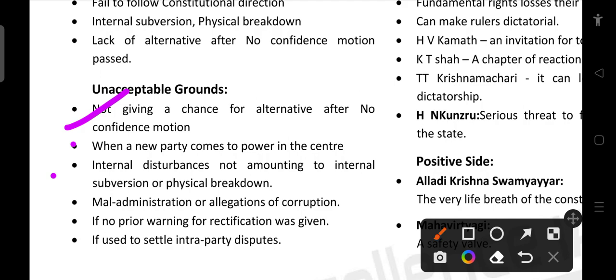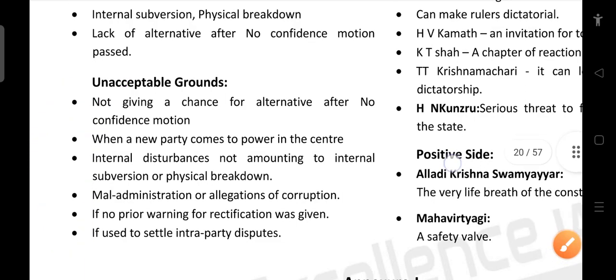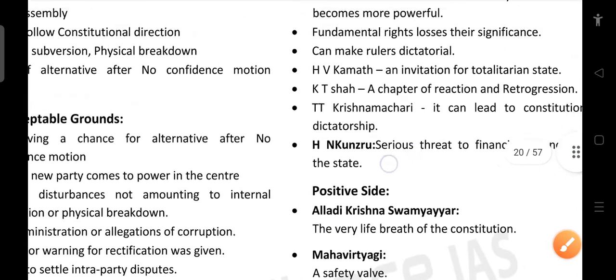So if there is some disturbance but it is not leading to physical breakdown, in that case also we should not have President's rule. Then maladministration or allegations of corruption, if no prior warning for rectification was given, or if used to settle intra-party disputes. All these grounds are taken as unacceptable grounds for President's rule.